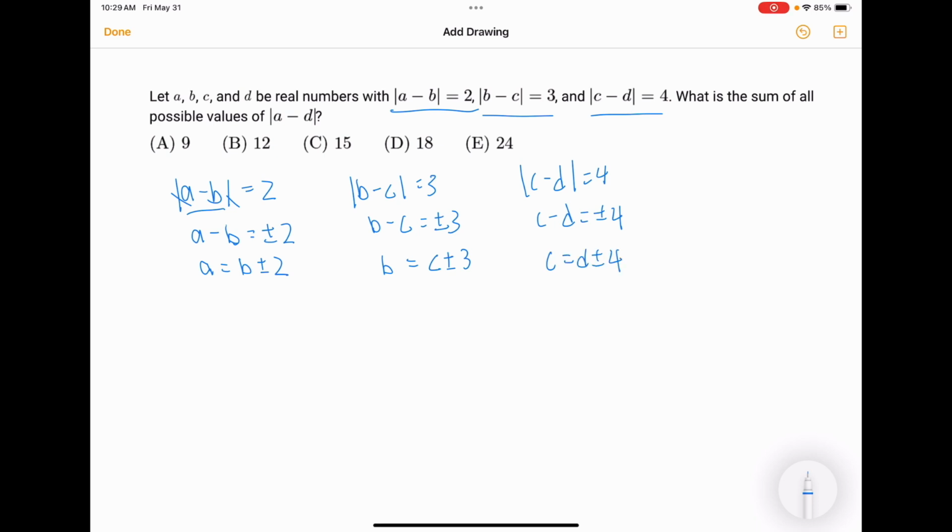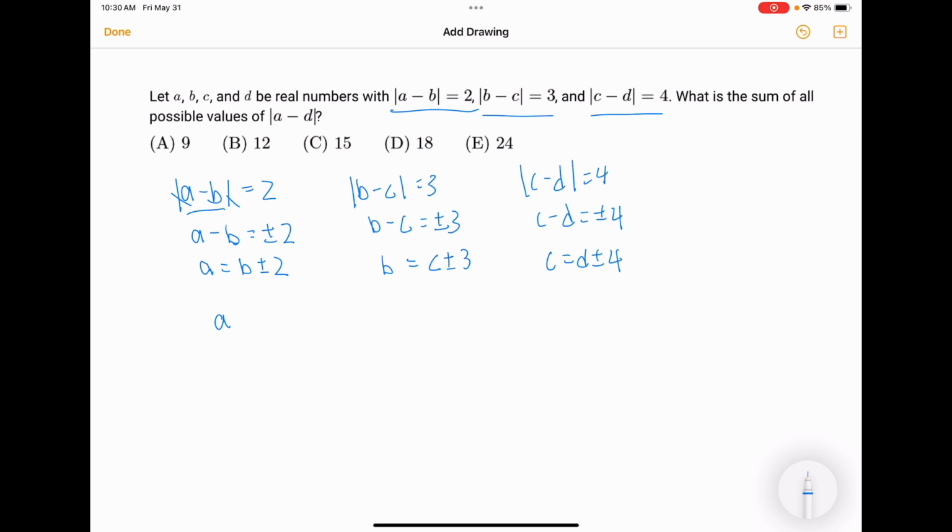Okay, and so we see that these are all 3 separate equations, but we want to get a and d together. We see that d does not have an equation that represents itself, so we can substitute. We see that a equals b plus positive or negative 2. And then we also know what b is. B is equal to c plus positive or negative 3. And then we also know that c is equal to d plus positive or negative 4. So we can substitute this in.